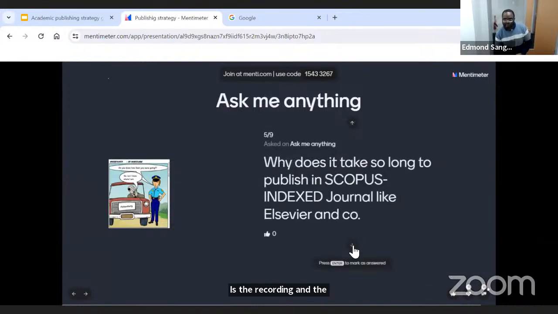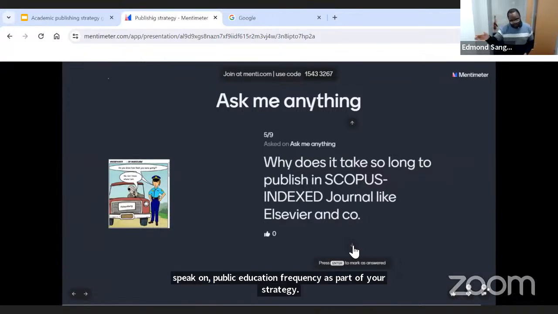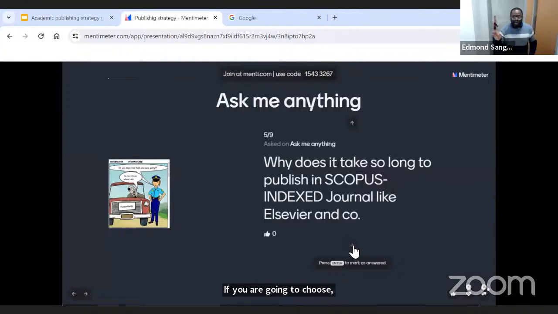Why does it take so long to publish in Scopus-indexed, high impact factor journals? Again, this speaks to publication frequency as part of your strategy. If you are going to choose journals that are reputable, accessible, and visible, then it comes at a cost. I didn't mention a lot about cost when coming up with strategy, but thank you for the question, because there is a cost to it, right? In some cases, it's the funding cost that you need to pay to publish in open access. In some cases, it means time cost, right?